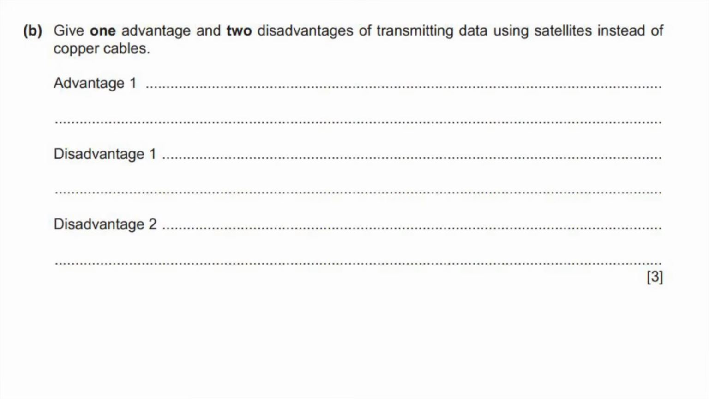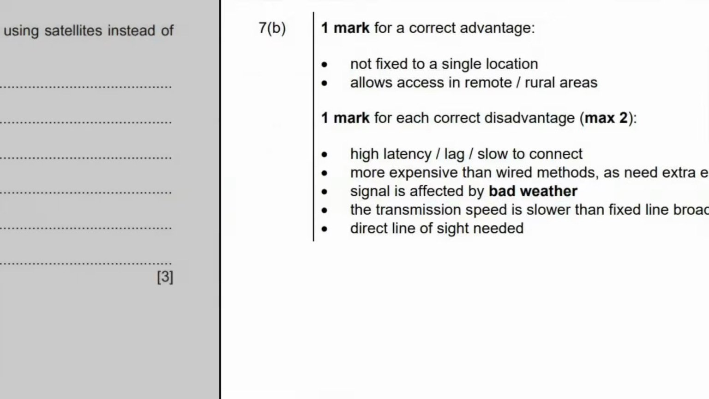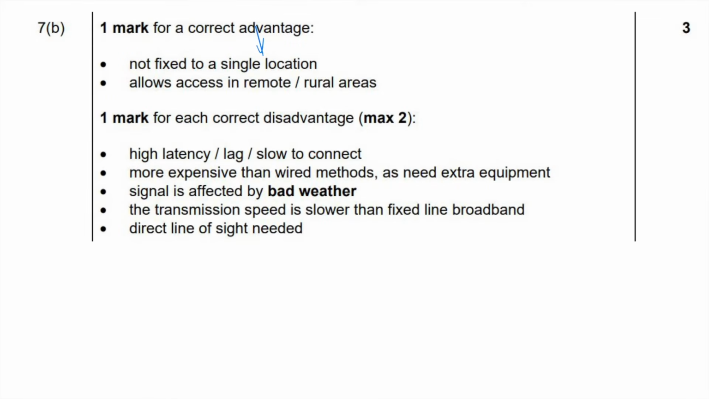So we have an A-level question: give one advantage and two disadvantages of transmitting data using satellites instead of copper cables. So one advantage of using satellites is they're not fixed to a single location, and they allow access in remote and rural areas. But some disadvantages are high latency, lag, slow to connect, how much they cost, bad weather affecting the signal, and just a slower transmission speed.